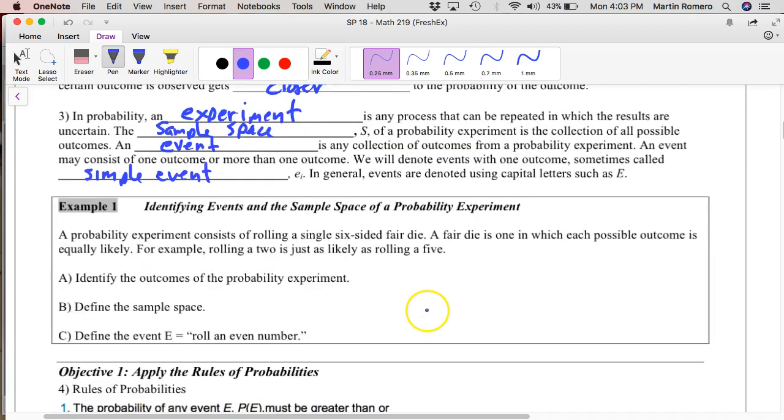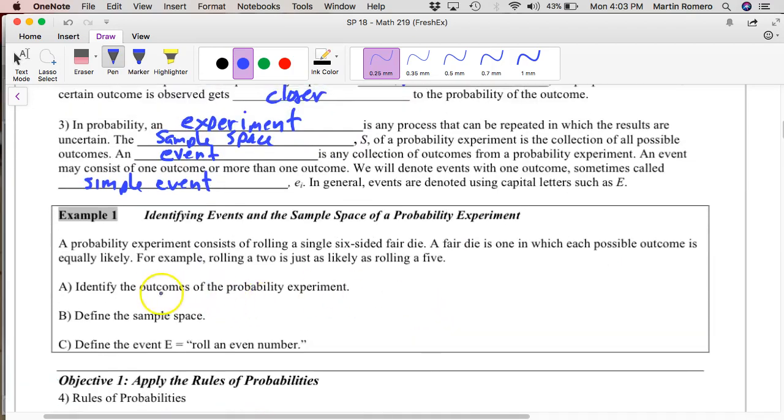And so just to do the first example to end this video, let's look at sample space and events. The probability experiment consists of rolling a 6-sided fair die, which is just one dice. A fair die is one in which each possible outcome is equally likely. For example, rolling a 2 is just as likely as rolling a 5. Identify the outcomes of the probability experiment. So if you rolled, the outcomes would be a 1, 2, 3, 4, 5, and 6.